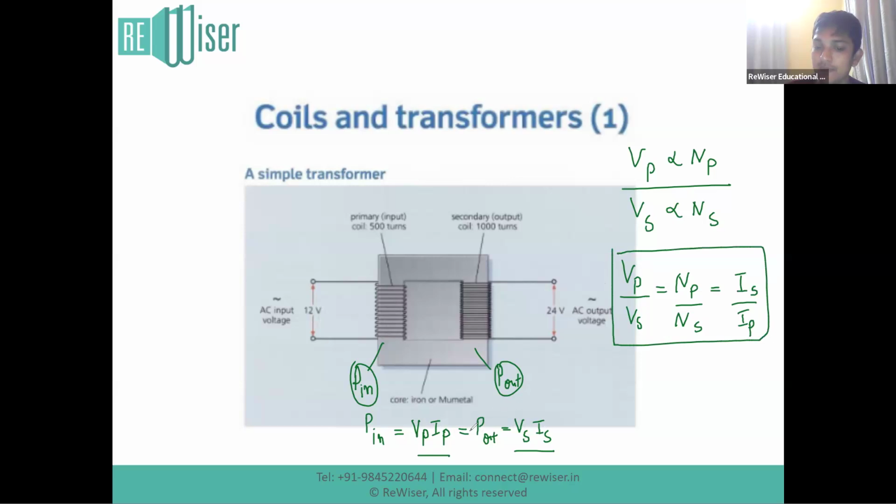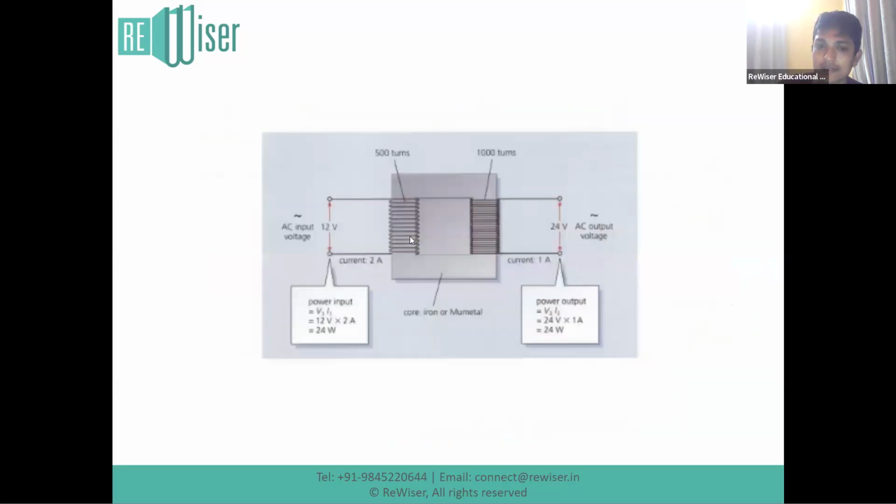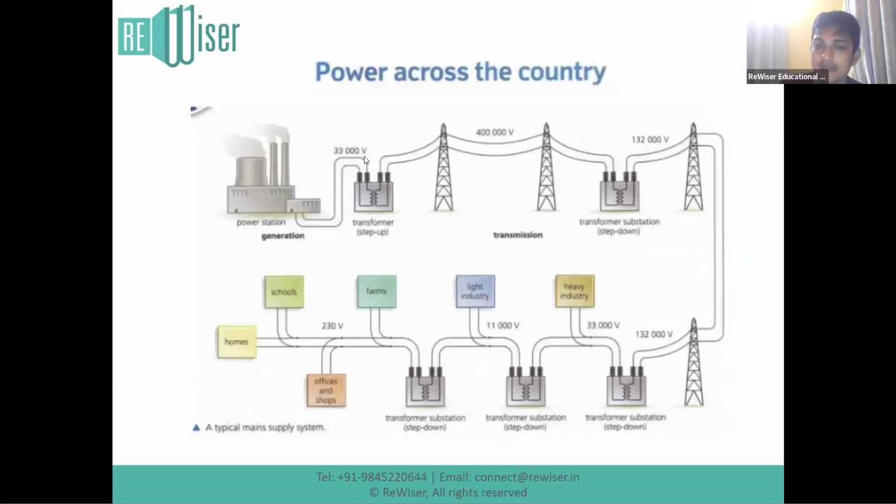Ideally, input power equals output power, but practically no transformer is perfect. So output power will always be lesser than input power. You can calculate that using efficiency, and I can make your numericals slightly more difficult using that concept. Next, the last concept to remember is power transferred.